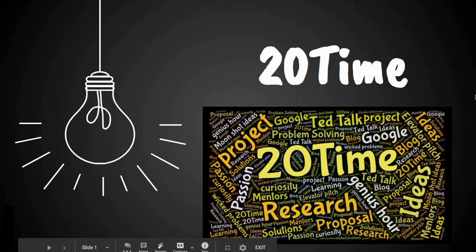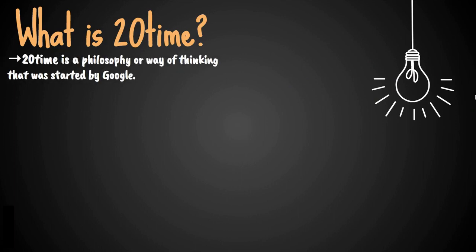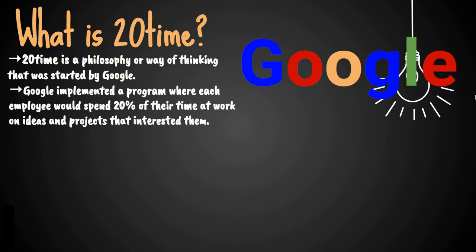So the strategy I'm going to be talking about today is what is called 20 time. The obvious question is, what is 20 time? 20 time, in a nutshell, is a philosophy, and this philosophy was thought up by Google. The idea here is, if we give our employees 20% of their working day to work on whatever they want to work on, something that interests them, what would they be able to produce?